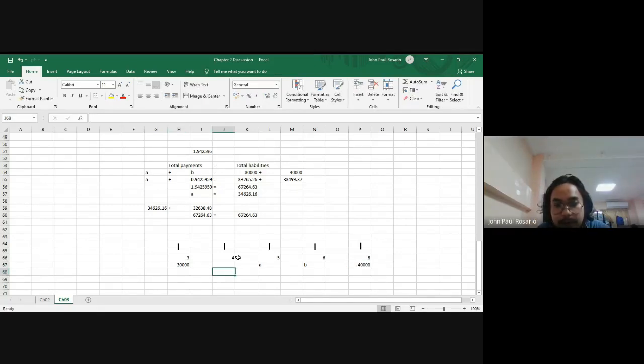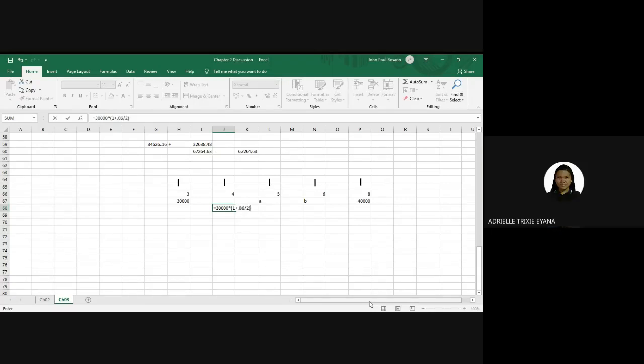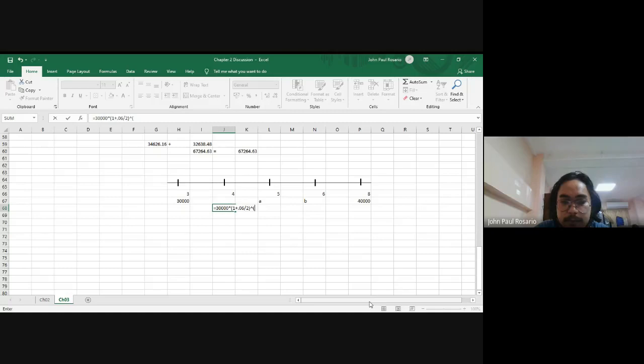Now the focal point is 4. For 30,000, our equivalent value is of course negative 1, right? 1 plus, 3 minus 4. Ay, no, negative 1, positive 1, 4 minus 3. Followed? Yes sir. 2 times 1.